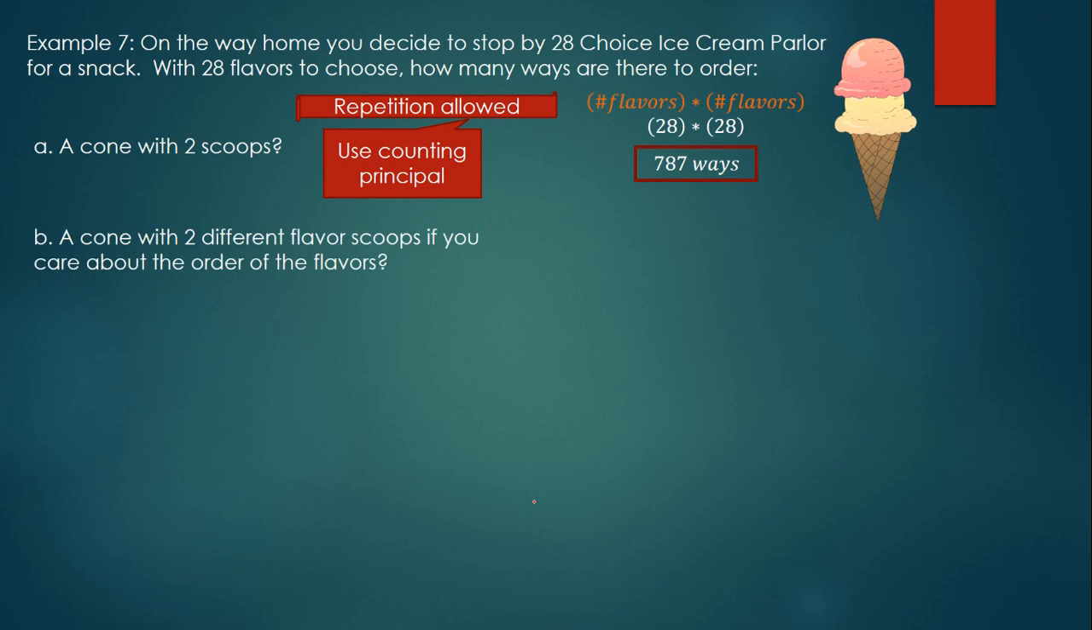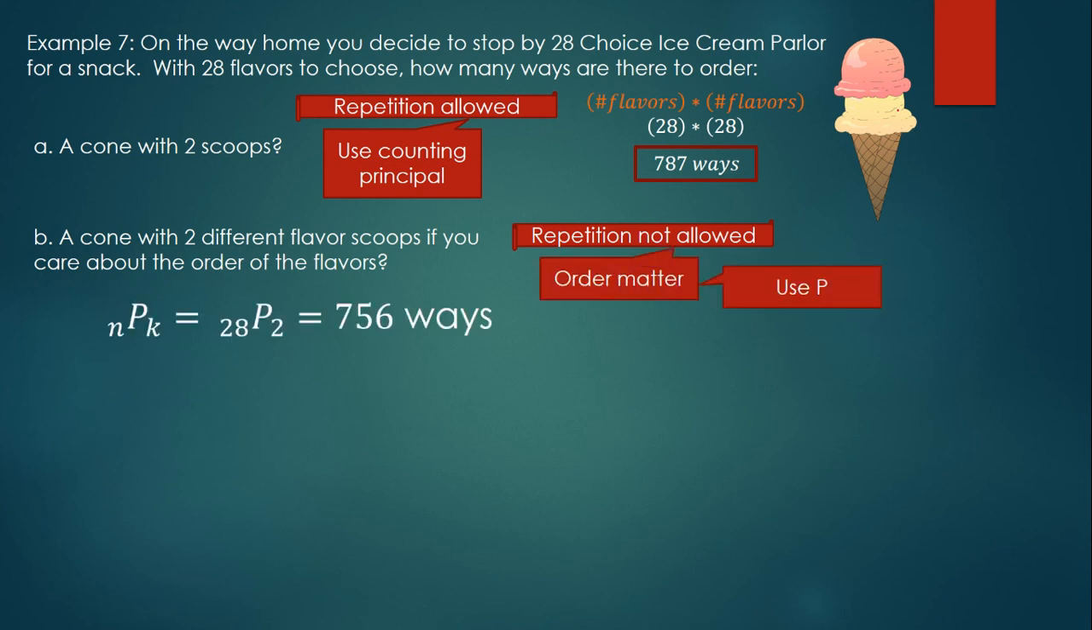Now, a cone with different flavor scoops. Now repetition is not allowed. Do you see the difference there? I can't have the same scoop twice because I need different flavors. Now, do I care about the order? Yes, it says I care about the order of flavors. Strawberry vanilla is a different ice cream cone than vanilla strawberry, so order matters. If order matters, we're going to use P. So N is 28, and I'm going to select 2 because I want 2 scoops. I put that in the calculator, and that gives me 756 ways to select a cone with 2 flavor scoops.